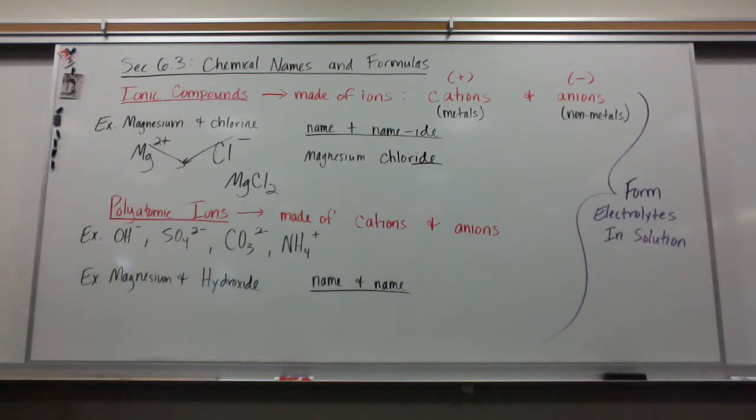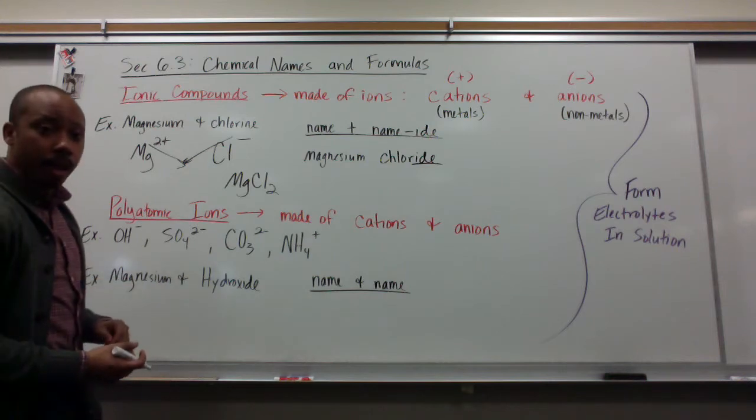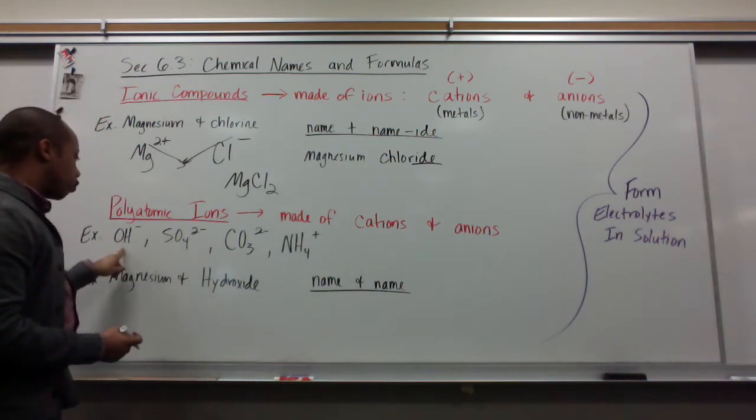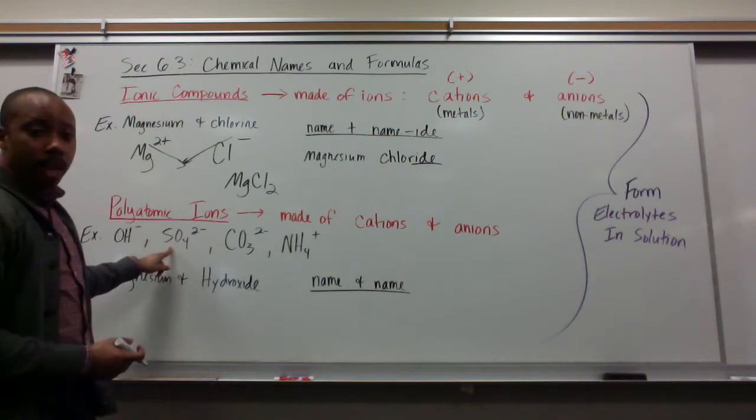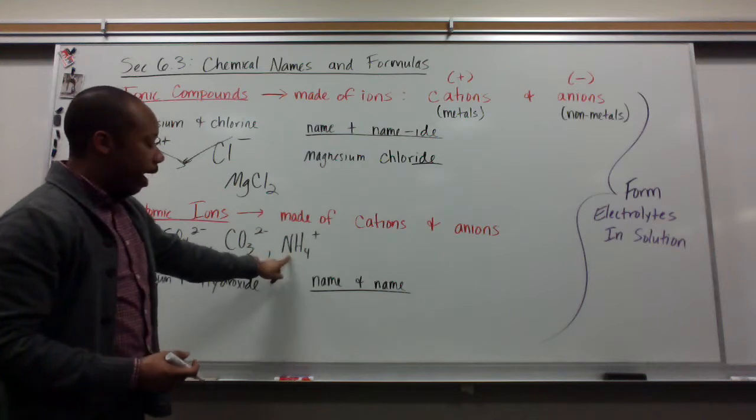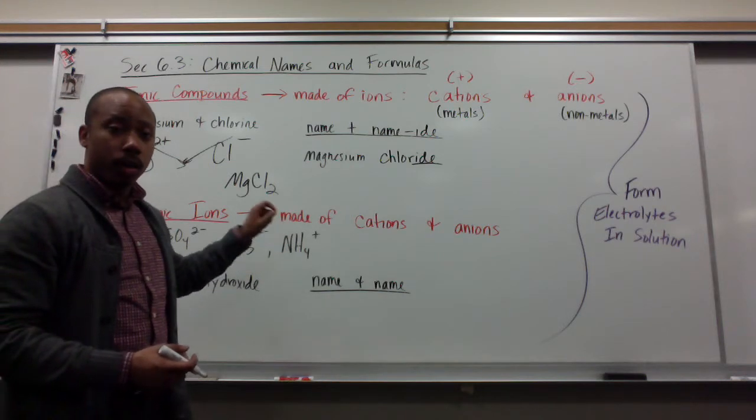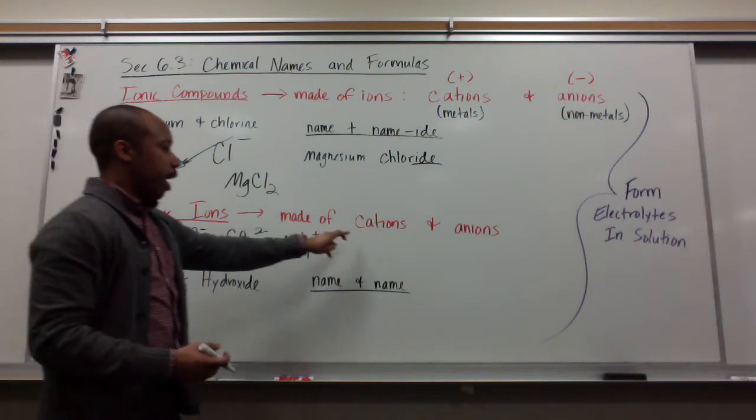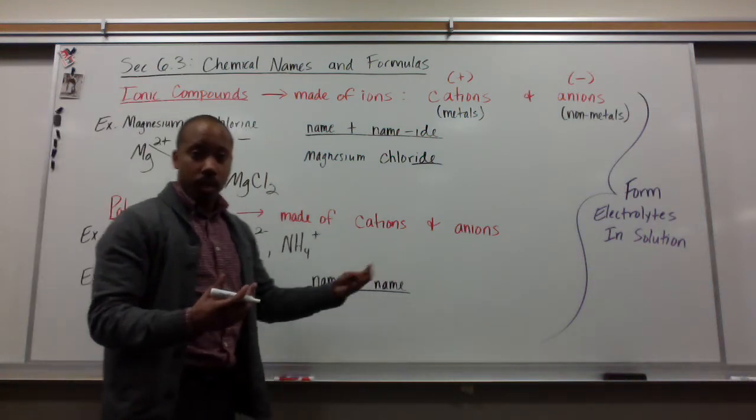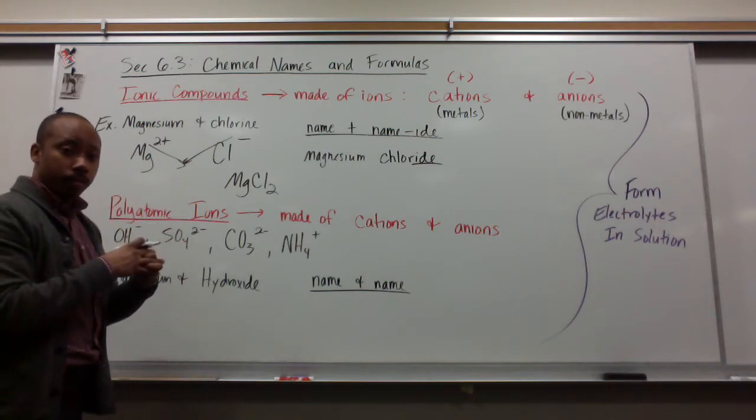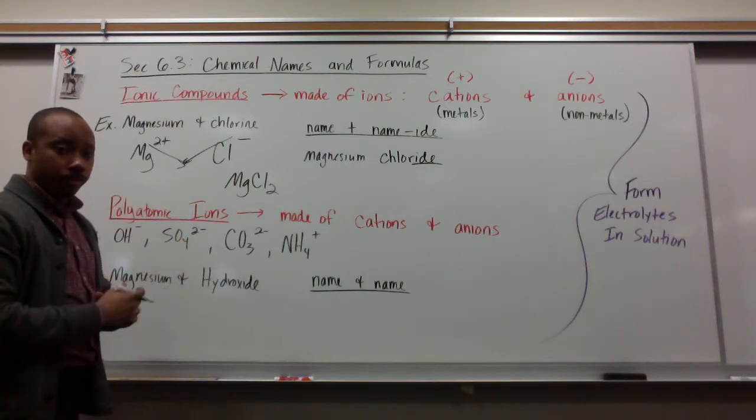That's an ionic compound. We also know that we have polyatomic ions as well that can form ionic compounds. So my polyatomic ions, examples would be hydroxide, OH-, sulfate, SO4 2-, carbonate, CO3 2-, and ammonium, which is NH4+. These are our polyatomic ions. They're also made of cations and anions. Polyatomic ions are essentially covalently bonded atoms that have a charge.